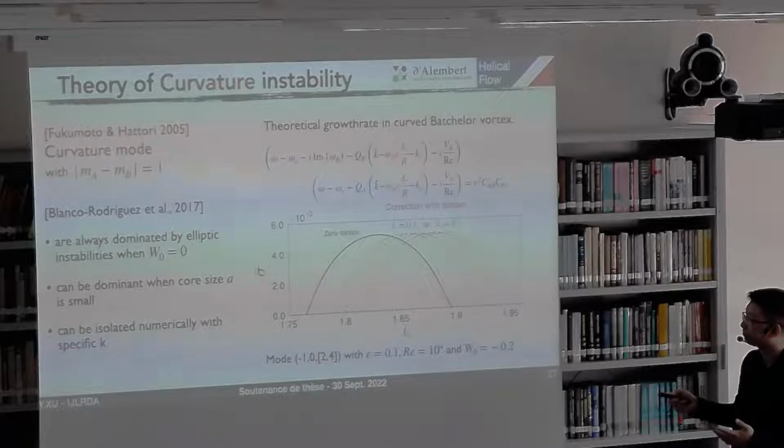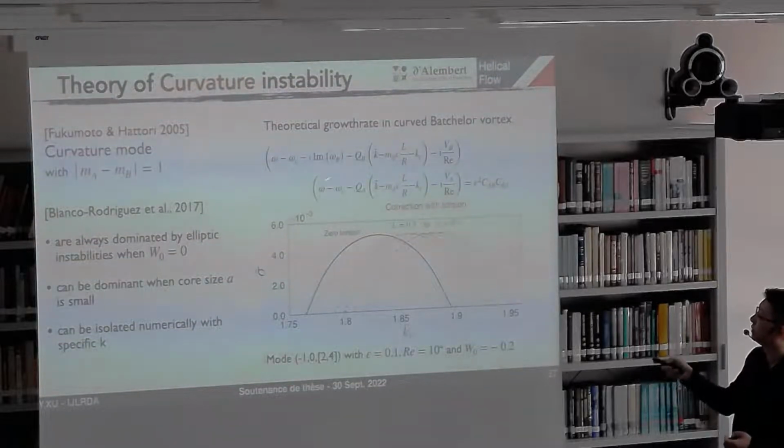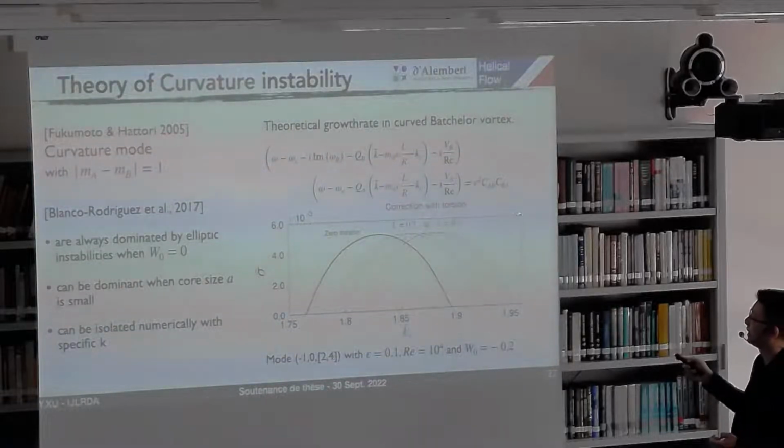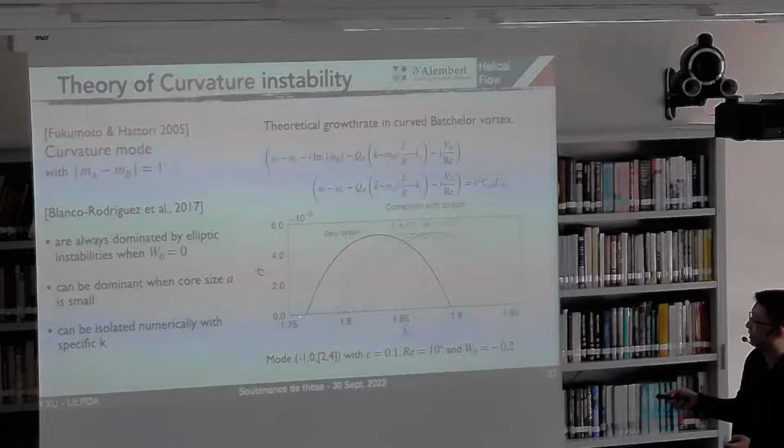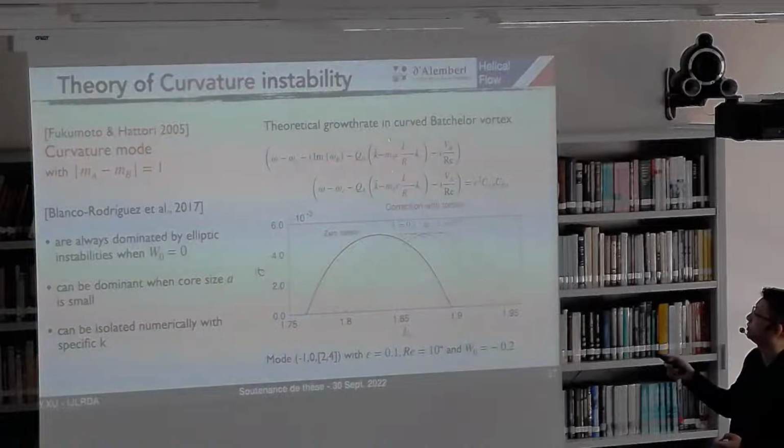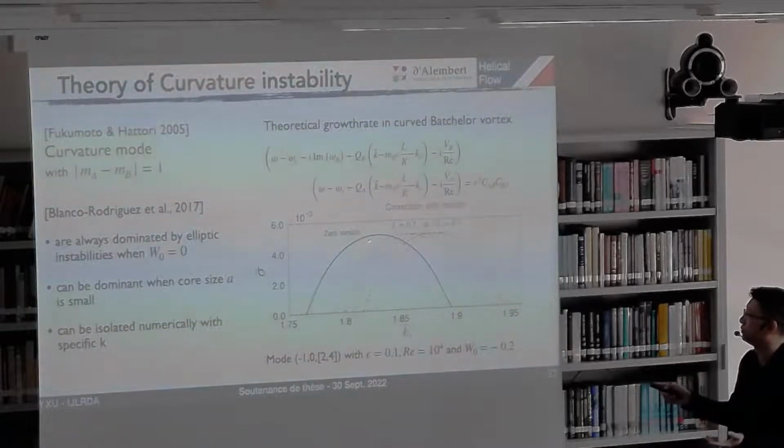Here is the original expression by Blanco, with all the black parts here, and it corresponds to the black curve here, which corresponds to the case of zero torsion. We add two correction terms here in red, which, as you can see, are an effect of torsion, and which just shift the unstable range to the right side.